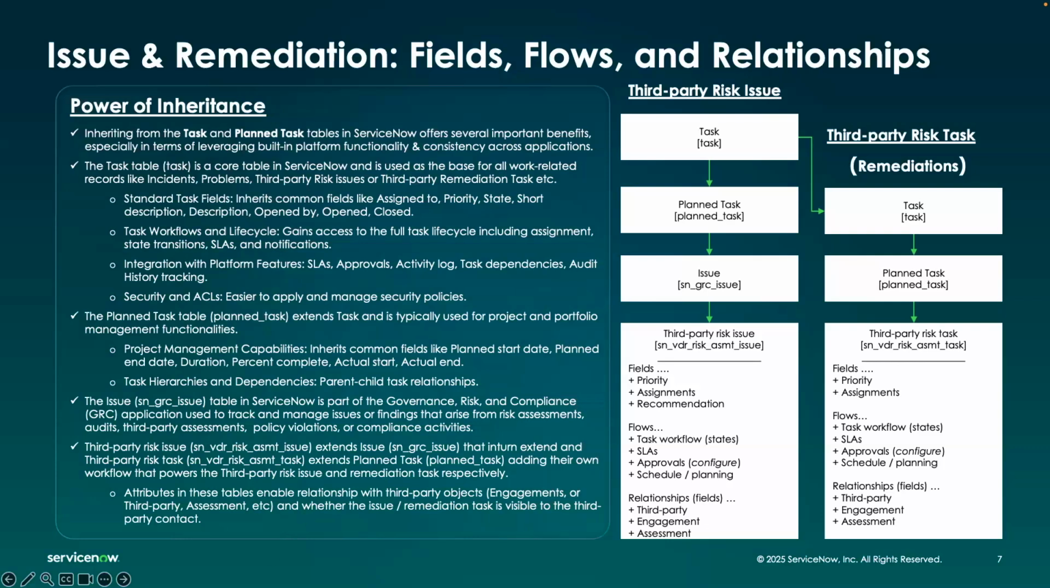This data model gives us a lot of advantages. It supports traceability, consistency across workflows, reusability of platform components, and seamless integration with other GRC processes. So while the issue and task grids may look different on the surface, under the hood, they share a common architecture that's purpose-built for structured, auditable, and collaborative risk remediation. All right, with that, let us review the user personas in a short bit.